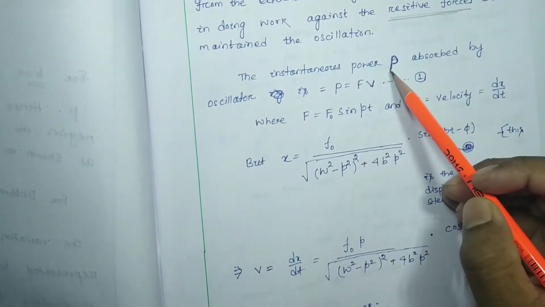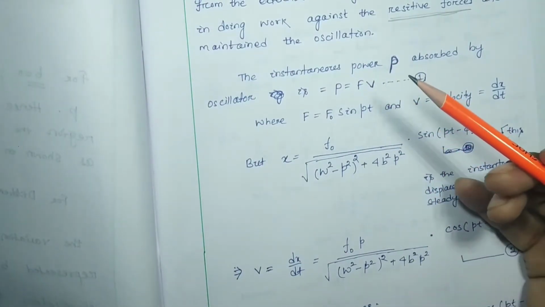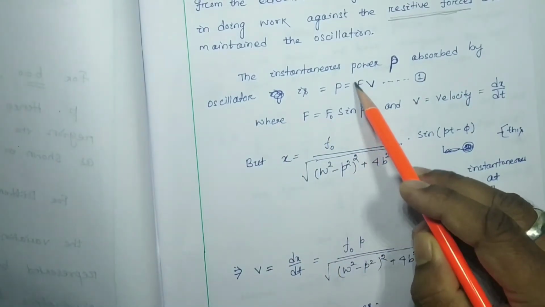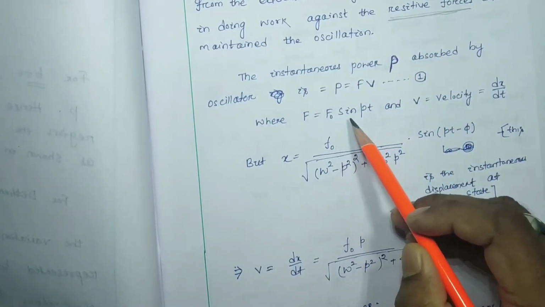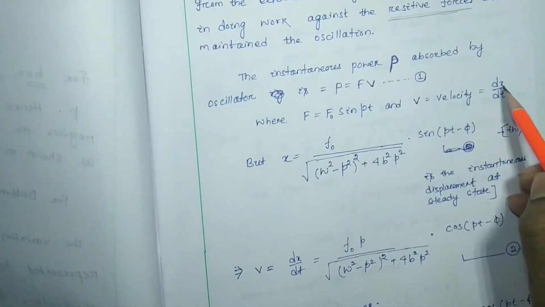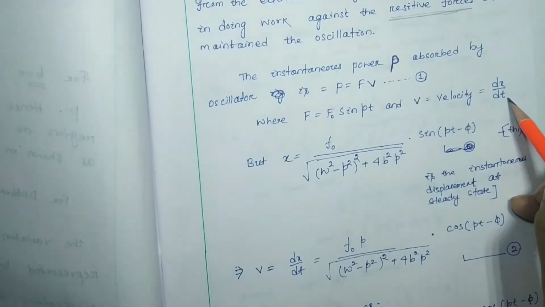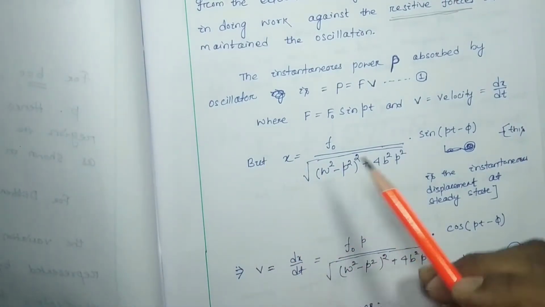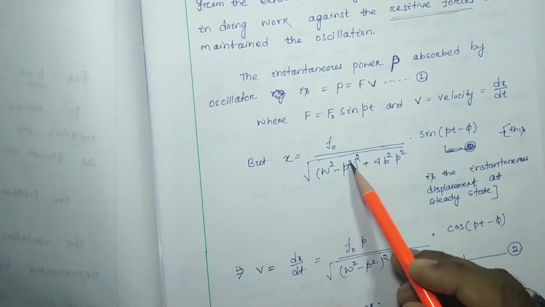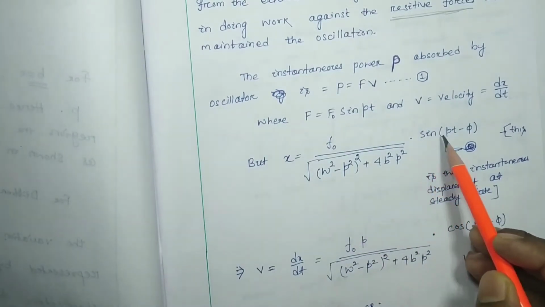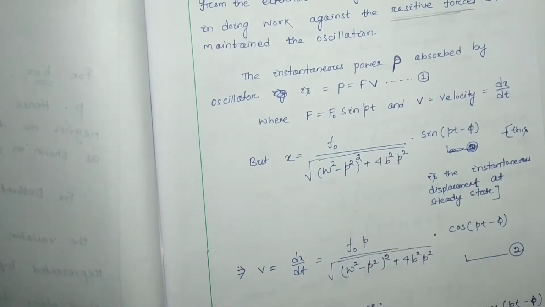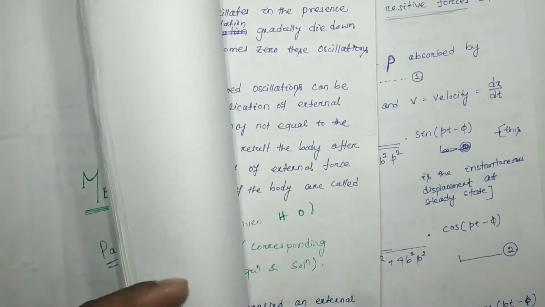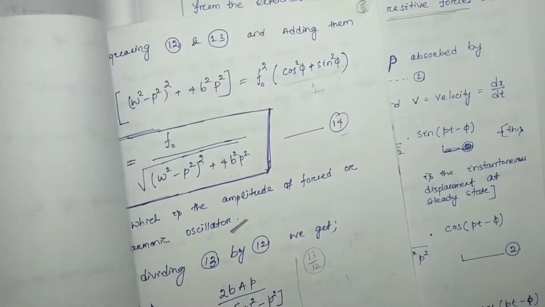Where will it be absorbed? It will be absorbed from the applied force. Here F is the applied force in the case of a forced harmonic oscillator, that is F0 sin pt, and V is dx by dt. Now x equals F0 divided by the square root of omega square minus p square whole square plus 4b square p square, into sin of pt minus phi. This is the instantaneous displacement at steady state. We already got this previously.